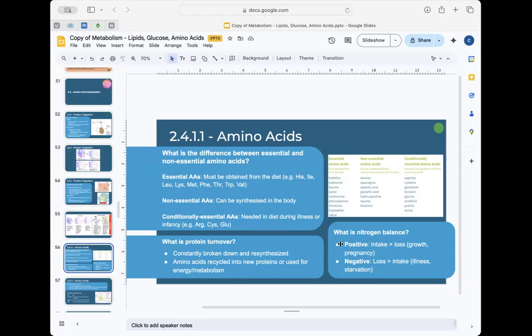And then we've got a little bit of information here about protein turnover. So what is it? It just means proteins are constantly broken down and resynthesized. Amino acids are recycled into new proteins or used for energy metabolism. And then we've got a bit about nitrogen balance. So we can have a positive or a negative nitrogen balance.